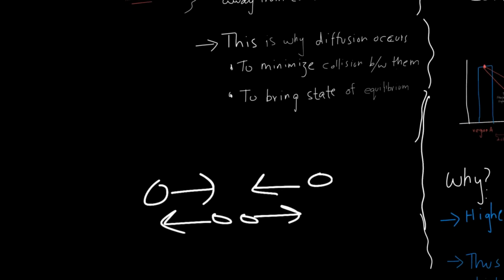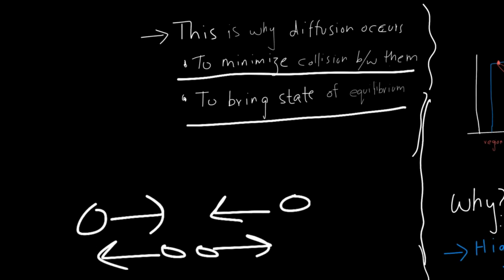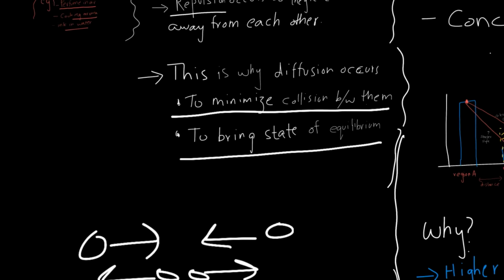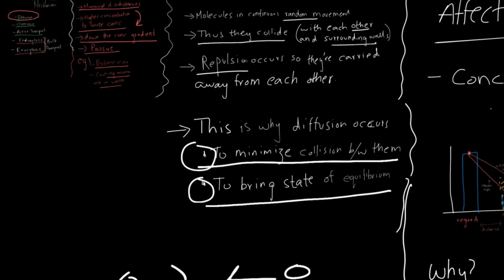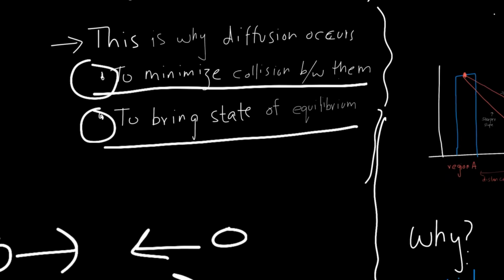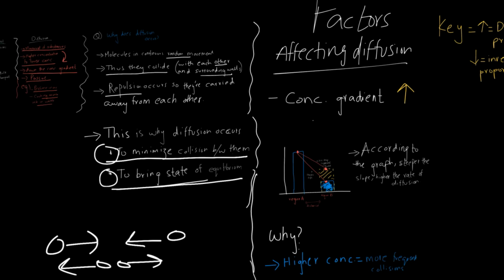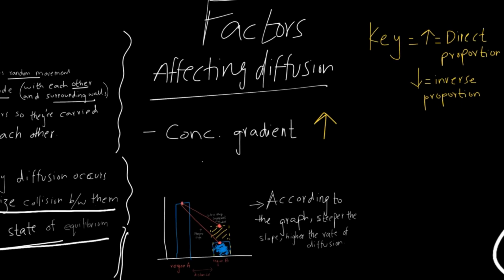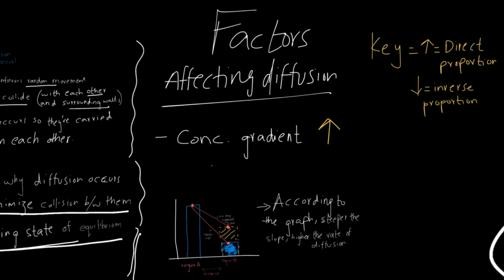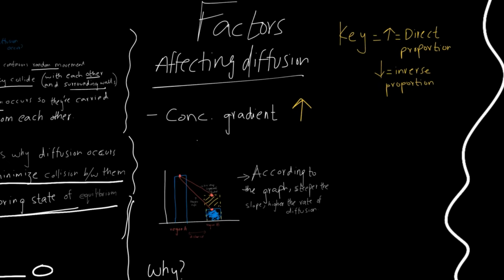This is why diffusion occurs, to minimize this collision. And what minimizing this will do is that it will help bring a state of equilibrium. So these are the two main points why diffusion occurs: to minimize collision between the molecules that are in continuous random motion, and to bring in the state of equilibrium. So now we'll be studying the factors affecting diffusion. So there are around five factors.